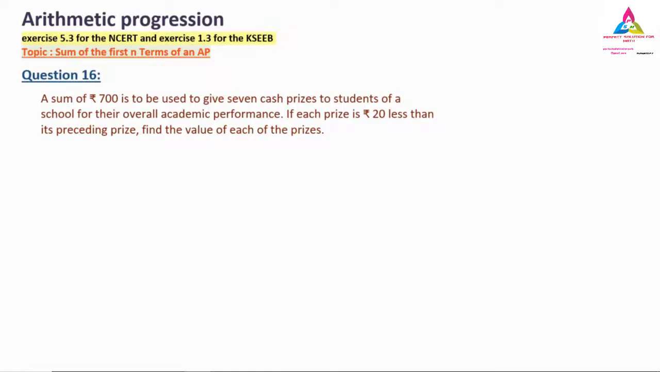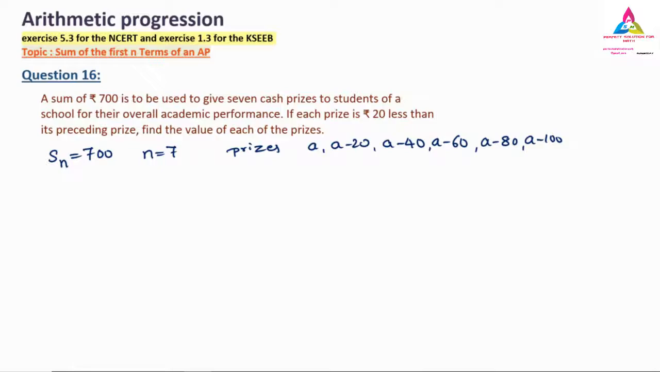Let's start the solution for this. What is the solution? Here they have given that the total amount is 700 rupees. So the sum of all the amounts, Sn, is equal to 700, that we will write down first. And there are 7 cash prizes, so the n value will become 7. Now we have to write down the prizes. We have 7 prizes, so I can write them as A, A minus 20, A minus 40, A minus 60, then A minus 80, A minus 100, 1, 2, 3, 4, 5, 6. One more we need, A minus 120.